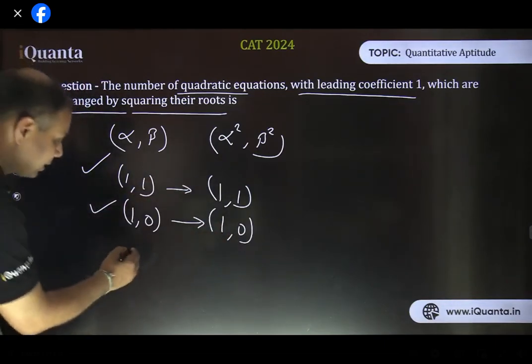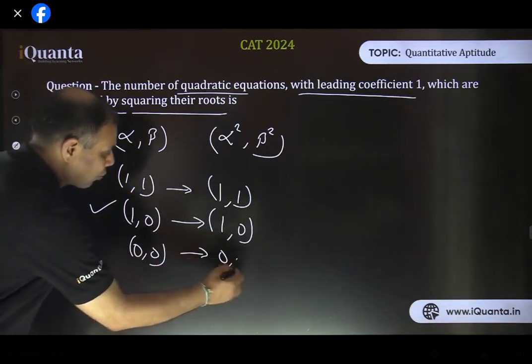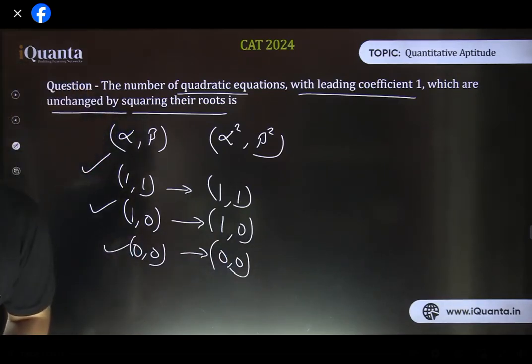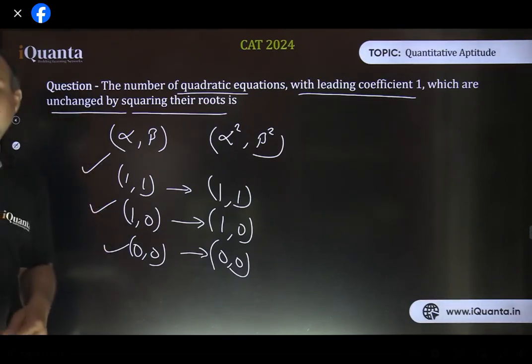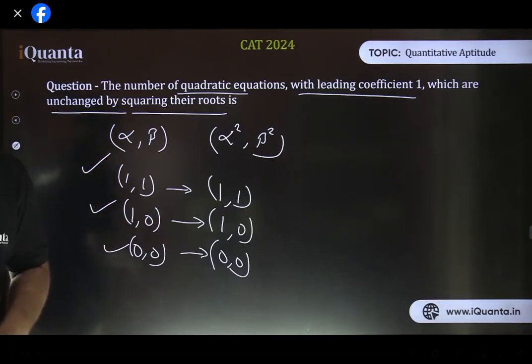0, 0 is also one of the cases. Good. So 0, 0 will also work, because on squaring, the roots will remain the same. Minus 1 will not work. Somebody wrote minus 1 also. Minus 1 won't work because the square of minus 1 becomes positive, no? Diksha and others, somebody wrote minus 1. Minus 1 squared will become plus 1, so that won't satisfy. Now these three were very easy to figure out.